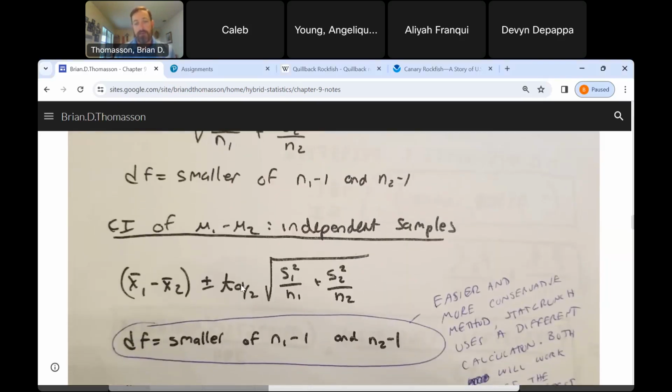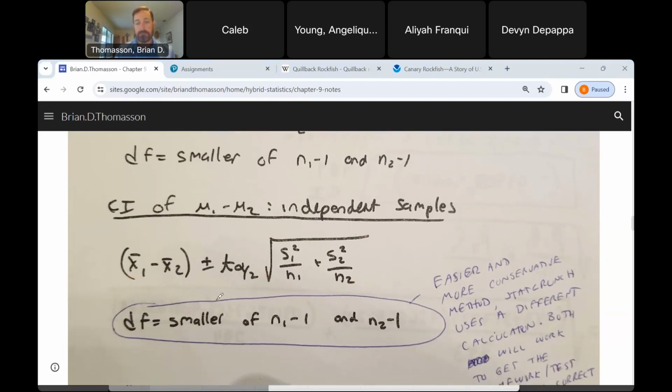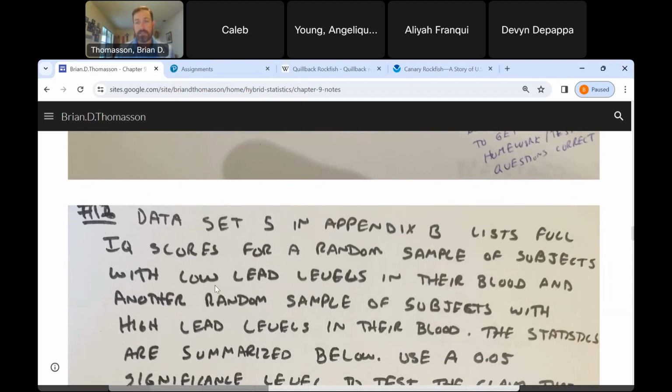And then we have a confidence interval, same idea as before. We have the difference in the two means, plus or minus our critical value times the standard error. Again, we'll do the same thing with degrees of freedom. All right, so let's see how this works out.